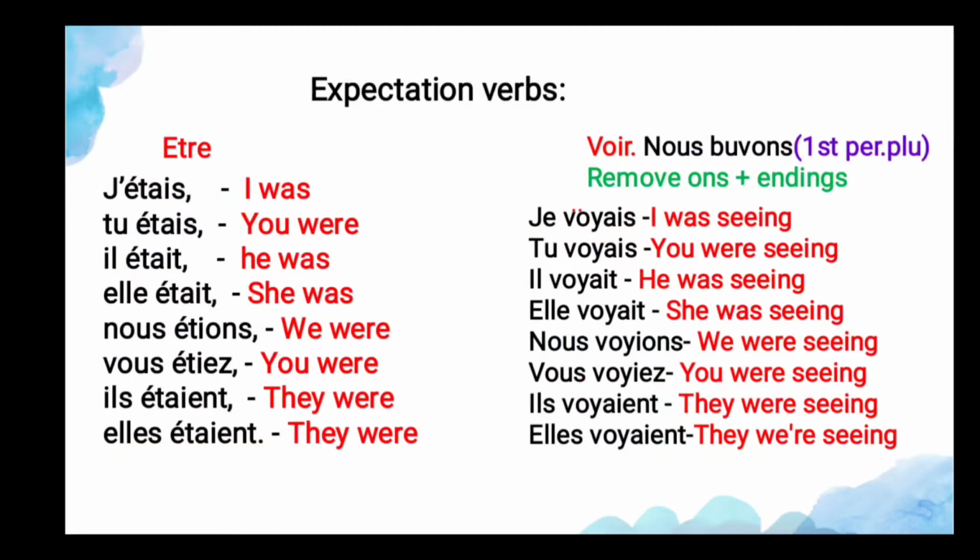Il voyait, he was seeing. Elle voyait, she was seeing. Nous voyions, we were seeing. Vous voyiez, you were seeing. Ils voyaient, they were seeing. Elles voyaient, they were seeing. So this is the irregular verb. So when you are conjugating the irregular verb, some changes are there that you have to read by yourself only.